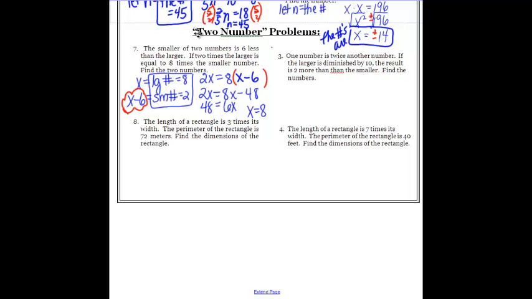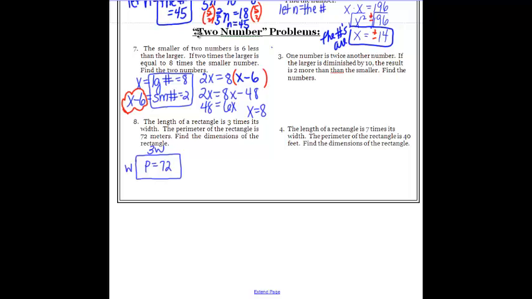The length of a rectangle is 3 times its width. The nice thing about rectangle problems is that you don't need to do a let statement. You can do a picture. The length of a rectangle is 3 times the width, so call the width W. I don't know anything about the width. I know the length is 3 times as much. The perimeter is 72 meters.